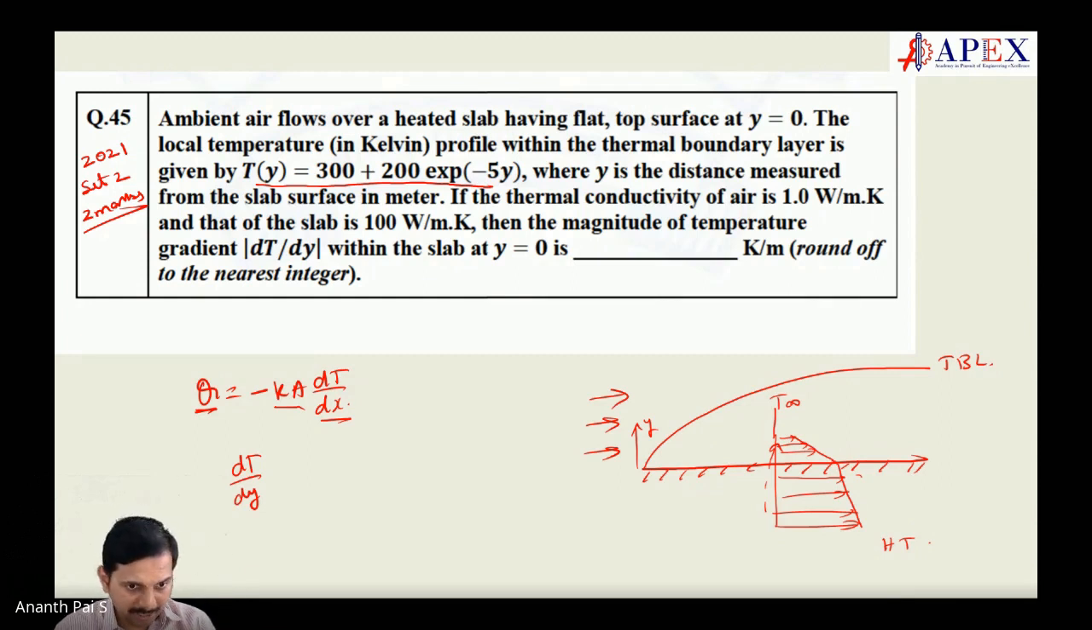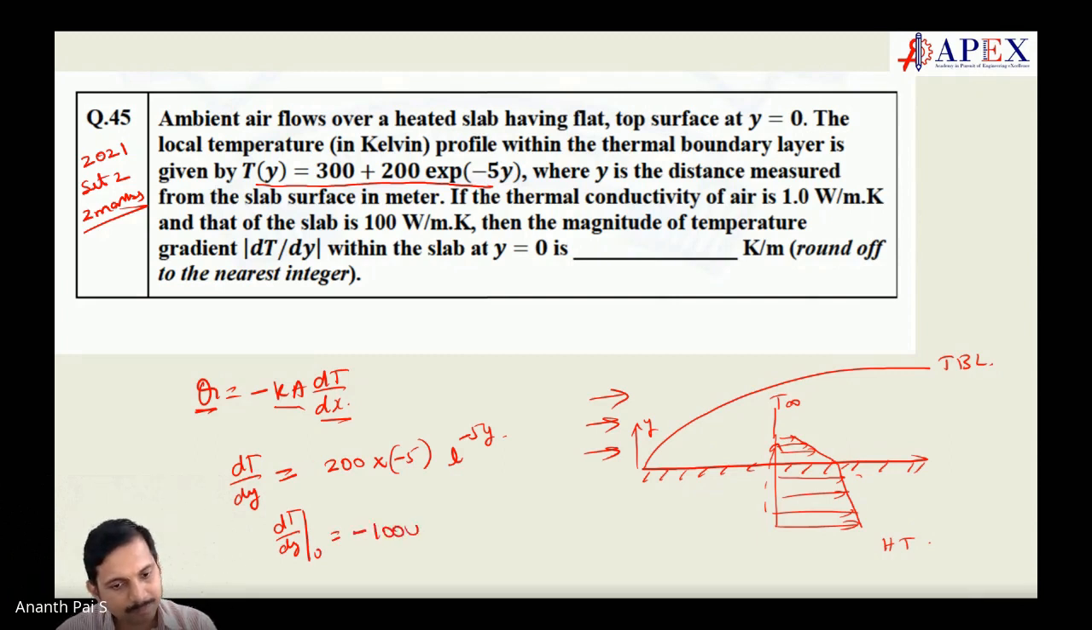So dt by dy would be the differentiation of this, which would be 200 into minus 5, which is minus 1000, into e power minus 5y. And what is it at 0? dt by dy at y equal to 0 is minus 1000, because e power 0 is 1. That's it.